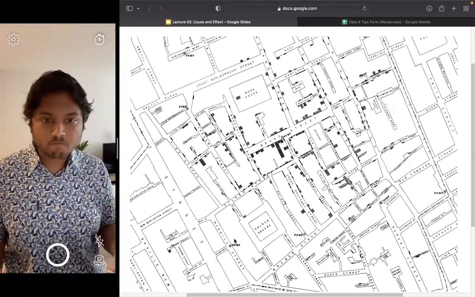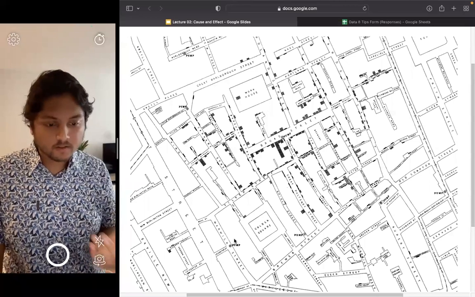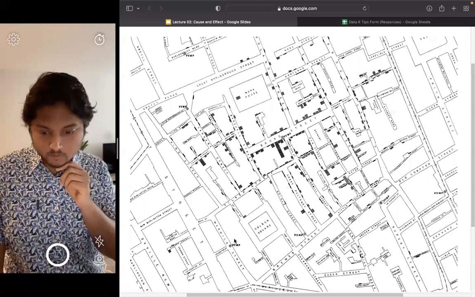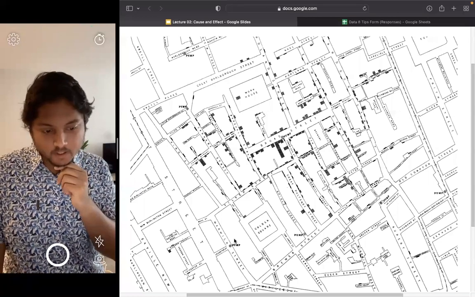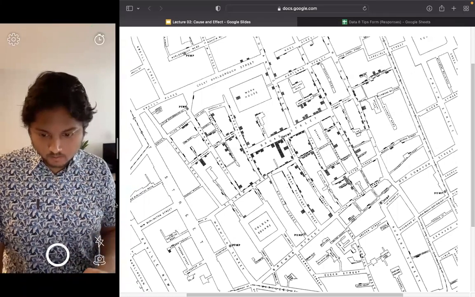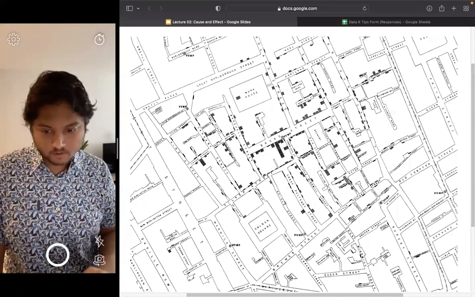Based on just those things and what we're seeing here, what do you guys notice? Do you see any interesting patterns with these bars? Anything that stands out to you, or just seems strange? So the pump on Broad Street is messed up. The bars are centralized on the Broad Street pump. They seem to be concentrated around there. High bars near Broad Street. Death around that pump, yep.